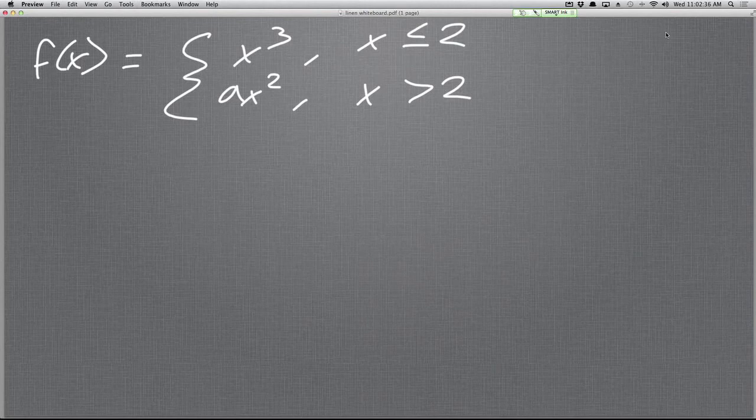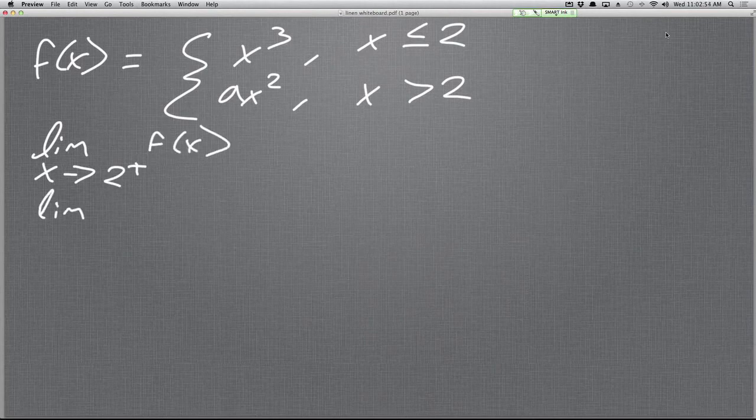What has to happen for a function to be continuous at a point? I gotta have a limit. I gotta have a function value. They have to be the same. So the first thing we want to do is talk about the limits. I want the limit as x approaches 2 from the right of f of x. I want the limit as x approaches 2 from the left of f of x. What would my limit be from the right? 4a. My limit from the right would be 4a.